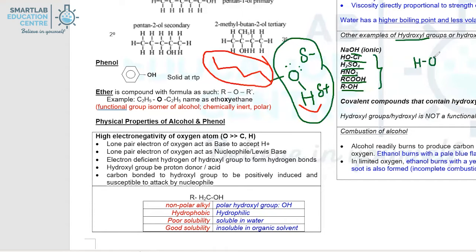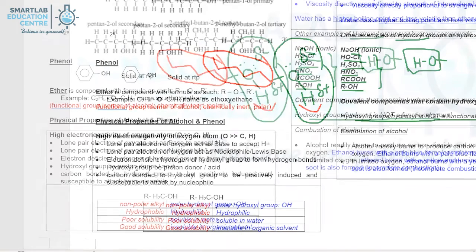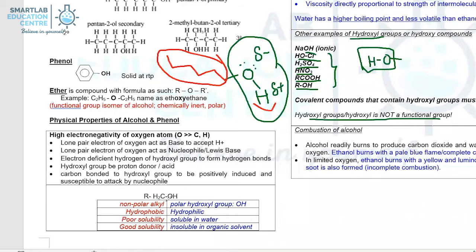Consistent to all of these groups, they have an OH group that is chemically bonded. So do take note that hydroxyl group, or hydroxyl, is not a functional group. In terms of physical properties, you'll find that the non-polar alkyl group will be hydrophobic. You will have poor solubility in water and good solubility in organic solvent.